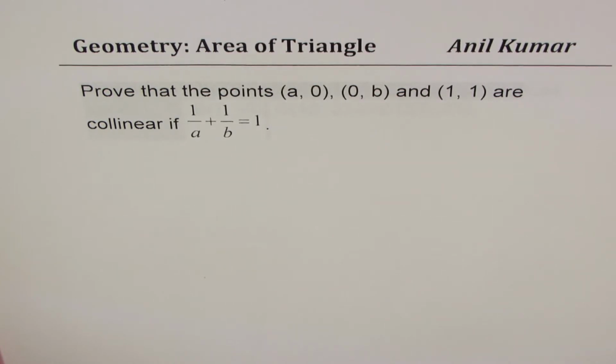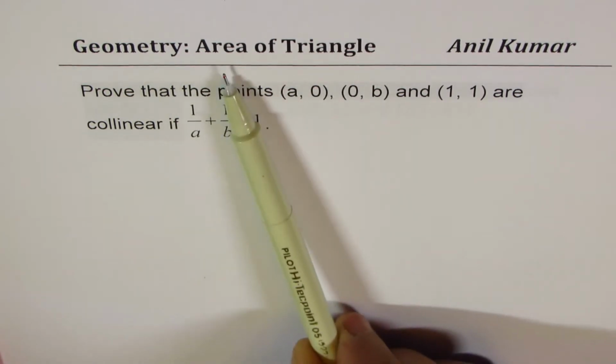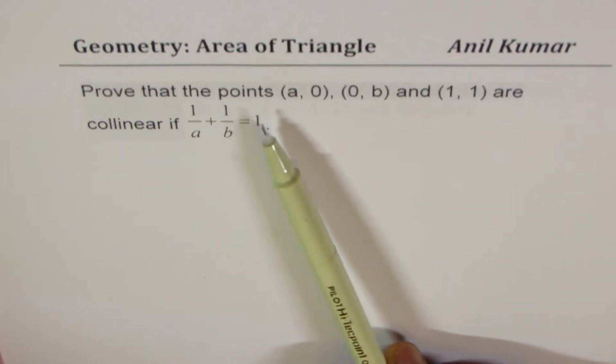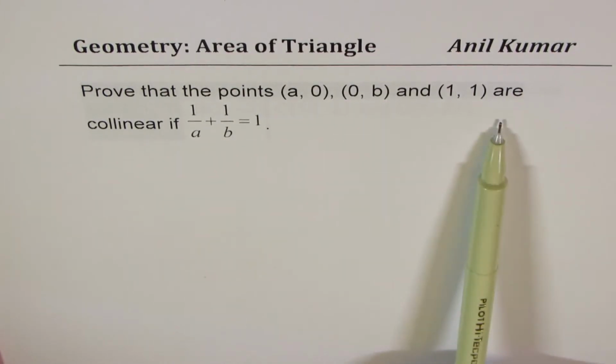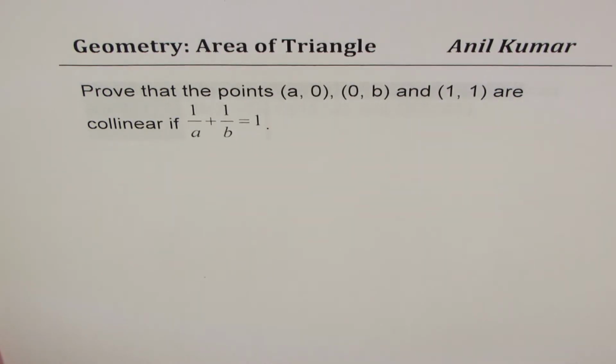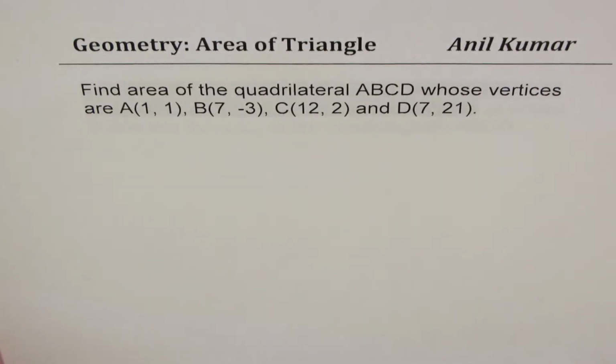Okay, now when we say that points are collinear, we are talking about area of triangle. Does it connect? Well, if they are collinear on a straight line, the area of the triangle will be 0, right? So if you equate the area of the triangle to 0, you get the solution of this question. Perfect.